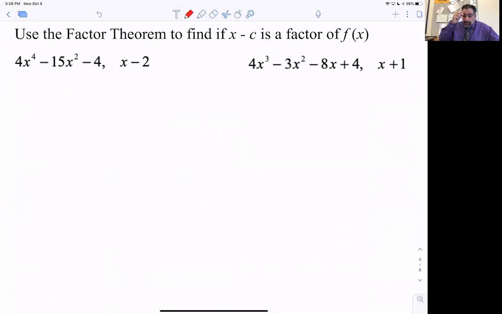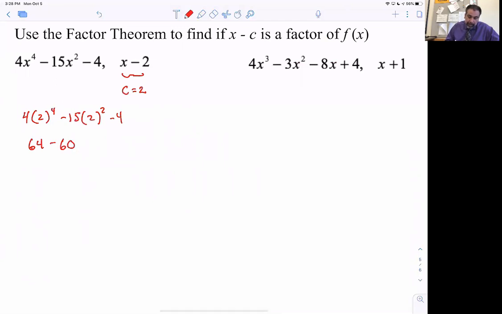Use the factor theorem to find if x minus c is a factor of f of x. So in this case, our c value is 2 because that's what makes x minus 2 equal 0. So let's plug in our 2. If this equals 0, we're going to get no remainder. So 2 to the 4th is 16. 16 times 4 is 64. 2 squared is 4. -15 times 4 makes -60. And then we subtract 4, and sure enough, that equals 0.